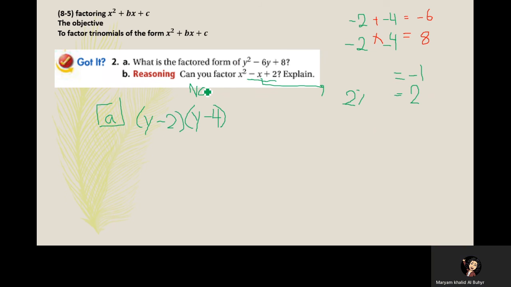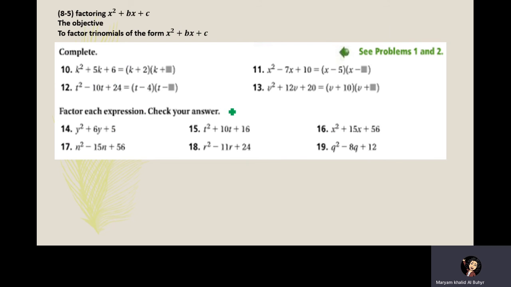Why? Because you cannot find two factors. Once you add them, you will get -1, and once you multiply them, you will get 2. For now, you cannot. But inshallah, in the coming lessons, maybe not in this book, you can solve this kind of problem. Let me give you more exercise. Sometimes they give you this complete, especially in Pearson, and especially these days this kind of question is important.